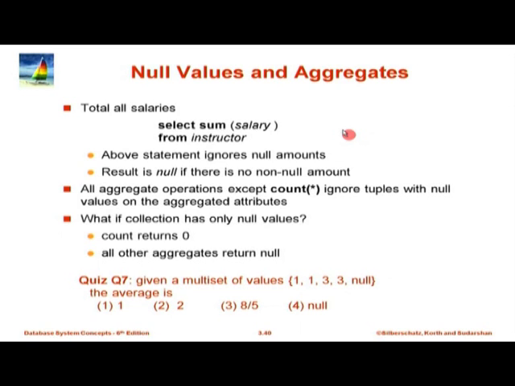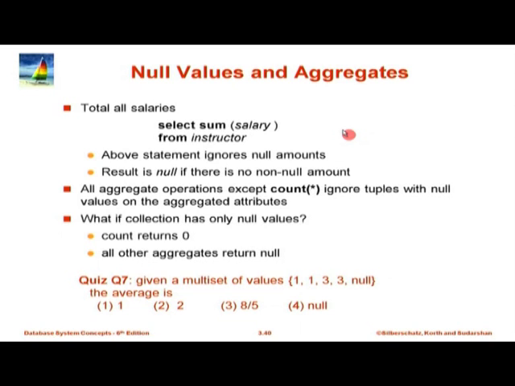If any one instructor has a null salary, the result should be null. But practically speaking, that's not very desirable. Just because one or two instructors have a null salary, I don't want to say I know nothing about the total salary. It's okay if I give an approximate value, but I should not give null just because one or two values are null.